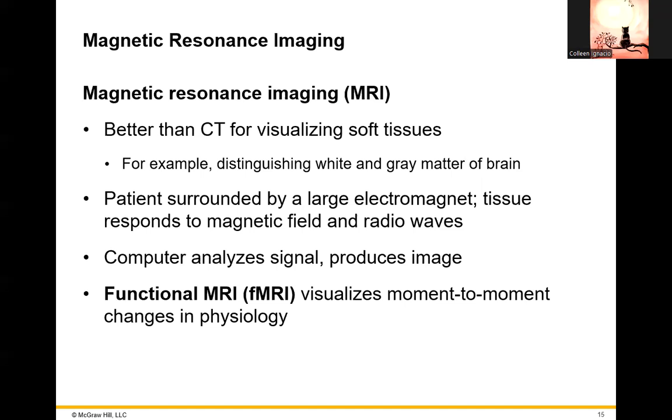And so this is a procedure where the patient is surrounded by a large electromagnet and the tissue responds to a magnetic field and radio waves. There's a computer there that analyzes the signal and then produces the image. So this is really a great opportunity for us to see what's going on with the patient's soft tissues.